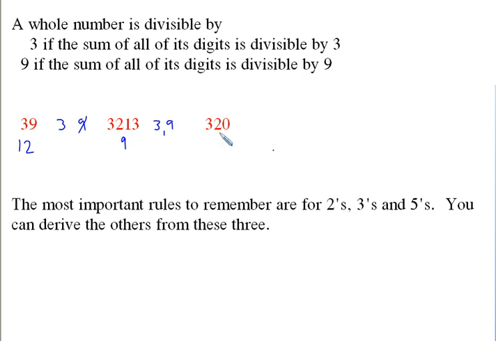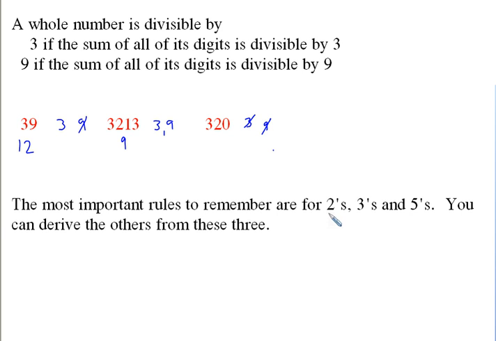Here, 3, 2, 0. 3 plus 2, 5 plus 0, that's going to be 5. So is 5 divisible by 3? Nope. And 5 is not divisible by 9. Again, another trick. If something is divisible by 9, it must be divisible by 3. If it's not divisible by 3, it's never going to be divisible by 9.